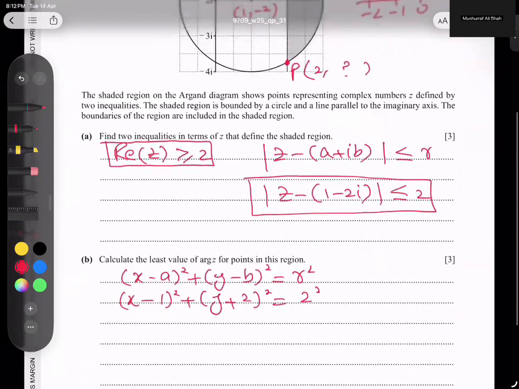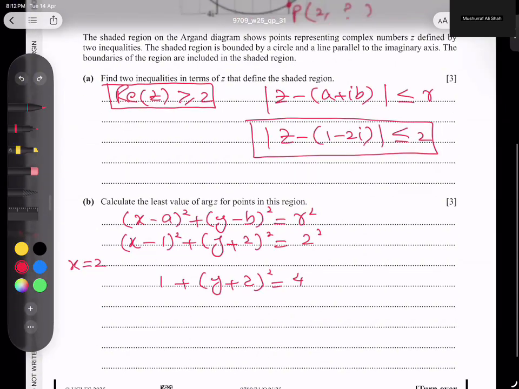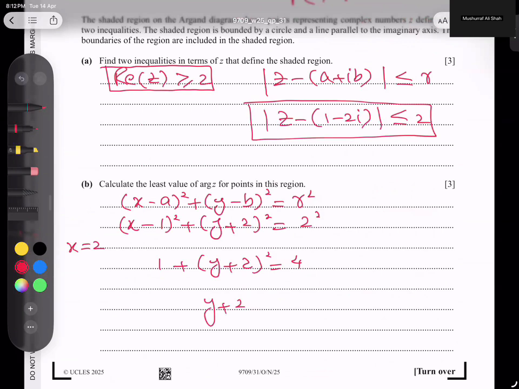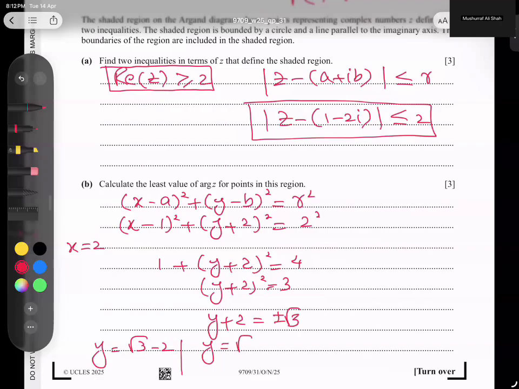Now, as you know, at this point the x value 2 lies on it. You say that P lies on it, so I'm going to replace every x by 2. When I put 2 here, 2 minus 1, 1 square gives us 1, and (y + 2) whole square equals 4. And this 1 goes there, we get 3. So basically we're getting (y + 2) whole square equals 3. So take the root of both sides. I will get positive and negative root 3. But the thing is, we are getting two values: one answer is positive root 3 minus 2, and the second is negative root 3 minus 2.